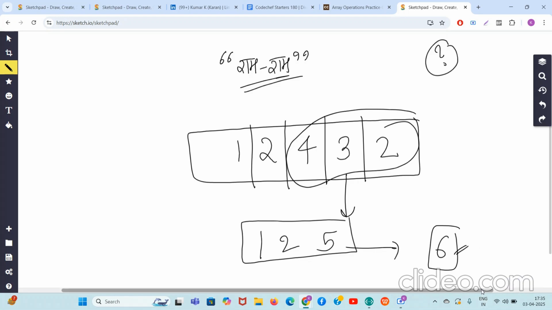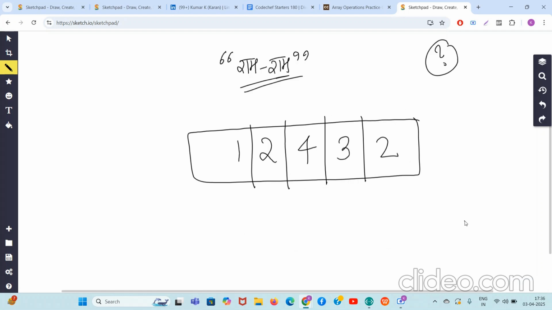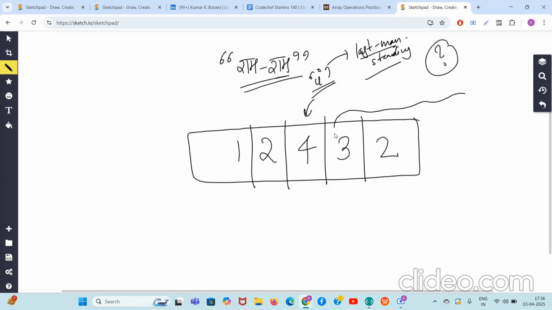But guys, the way to solve this problem is that you fix any index I. Let's say I fix this index as I. Now guys, you have to make this guy the last man standing. Last man standing means till the end the ith guy should not die. When can that happen? You will use all the elements on the right hand side.